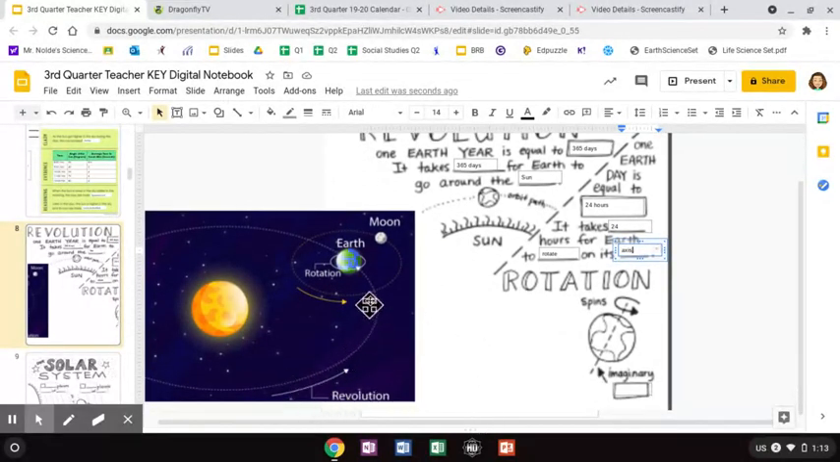Okay, and so revolution is the big movement, the orbital movement around another object, whereas rotation is more like spinning on an axis. Everything rotates, but only planets and moons revolve.